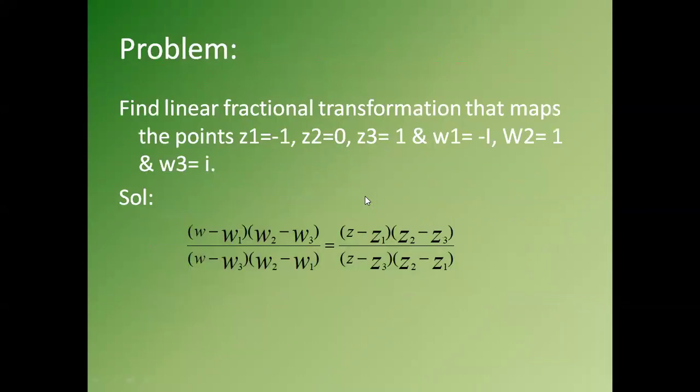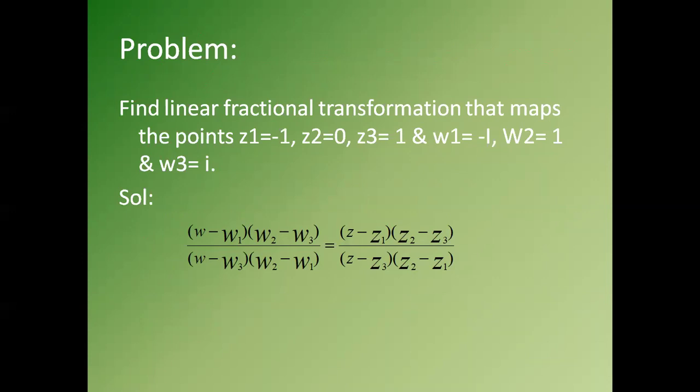Next we see an example of this cross ratio. This is an important problem. This form is asked in the semester question paper. So we see the problem. Find the linear fractional transformation that maps the points Z1 equal to -1, Z2 equal to 0, Z3 equal to 1 onto W1 equal to -1, W2 equal to 1, W3 equal to i.